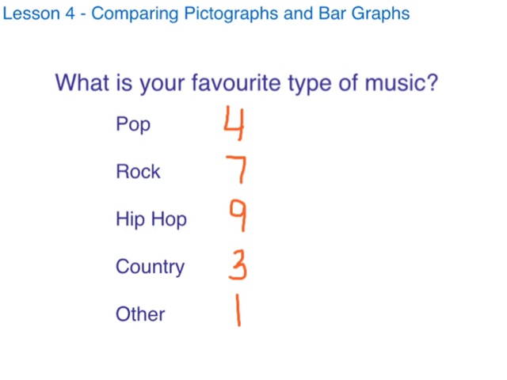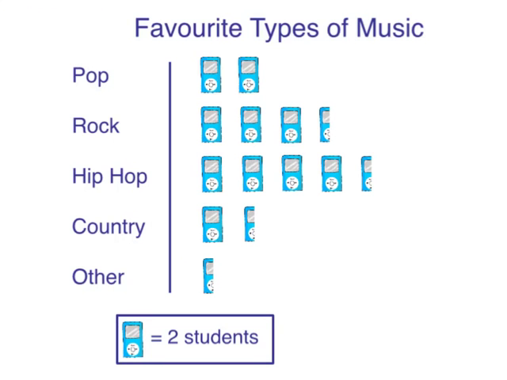In this example we took a survey in the class to find out what people's favorite type of music was. And here were the results that we quickly jotted down in a basic table. From there, we went and created this pictograph. So this pictograph shows the same information we just saw in our table.